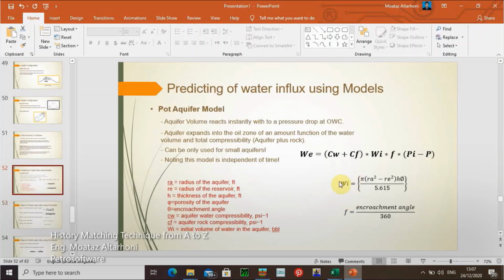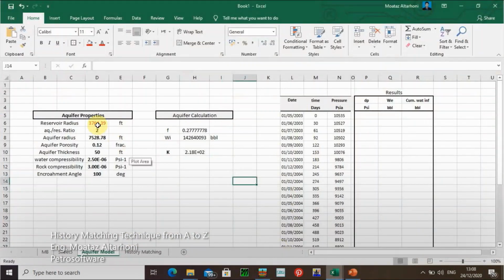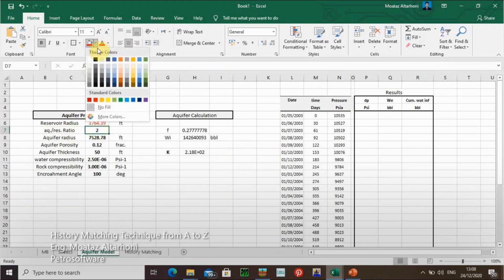Then after calculating this initially, and with the pressure difference between the initial pressure and after the pressure has dropped, you can calculate how much volume of water invaded into the reservoir. So I will start by calculating the initial volume of water in the aquifer, applying this equation. So what I need here is the aquifer information: the reservoir radius, and the aquifer ratio equal to 2, that's the assumption.